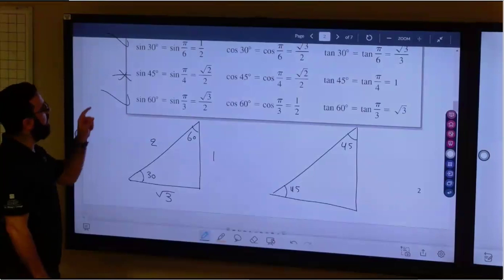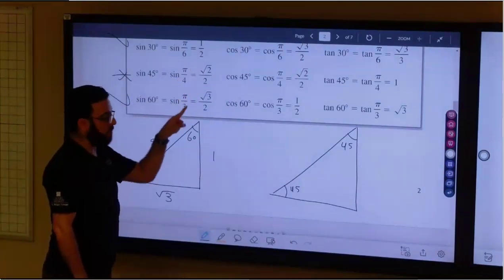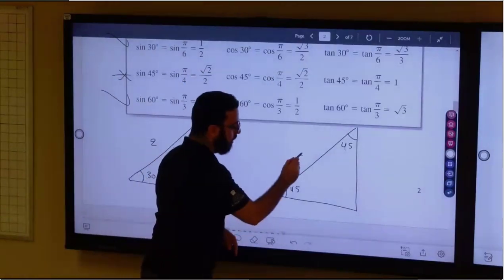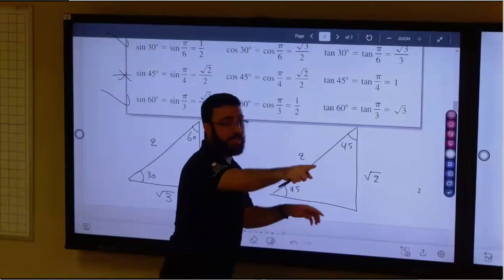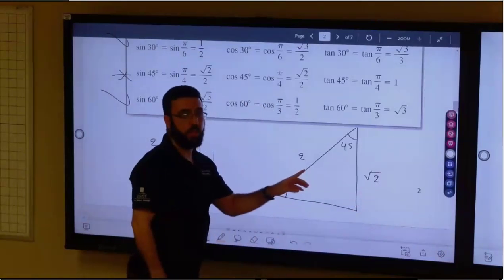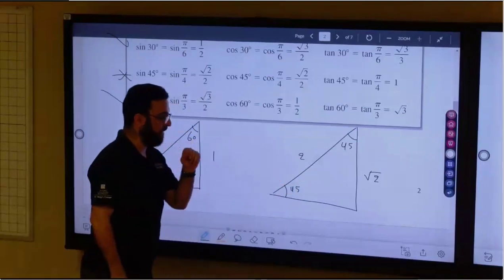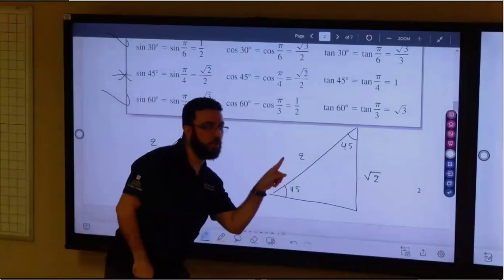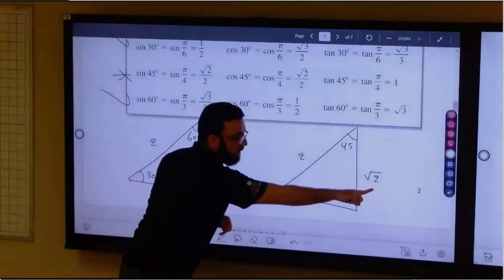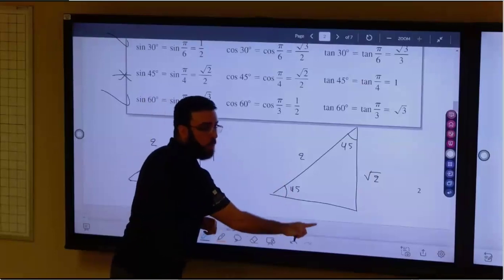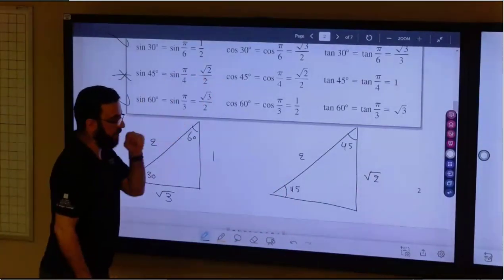Now let's check. Sine 45 is... how much is the number here? You can say one. If you say this is square root of 2, this one is going to be 1. So it's the same thing. If you write down 1 here and square root of 2 here, it's the same thing. And I'm trying to go with these numbers here.